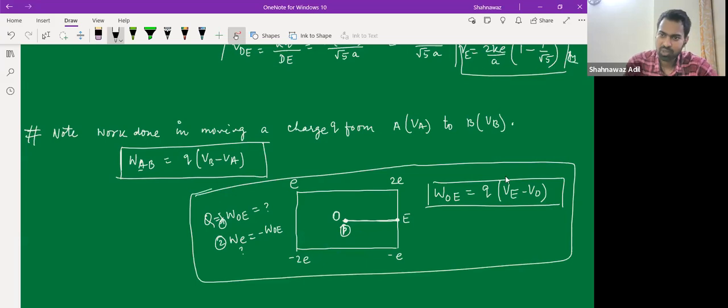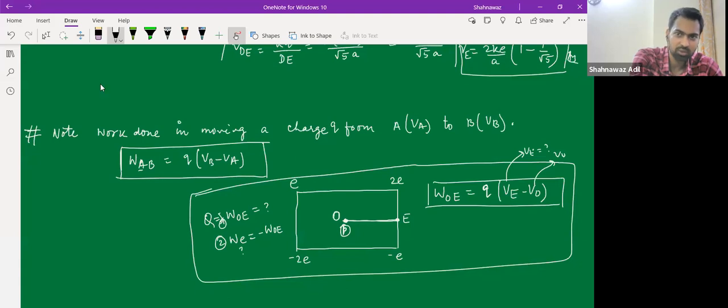Because you know how to calculate VE, right? You guys know how to calculate VO. So calculate VO, calculate VE, you already know. So you only need to calculate VO and then just plug in the charge of the proton. Is the question clear to you guys? Yes, sir. Mariam and Aisha, clear? Yes, sir. So please do this homework.